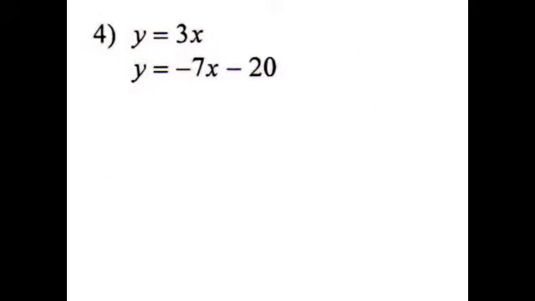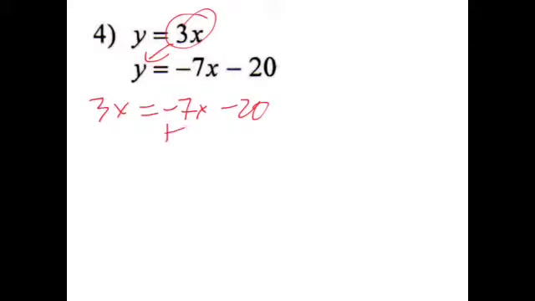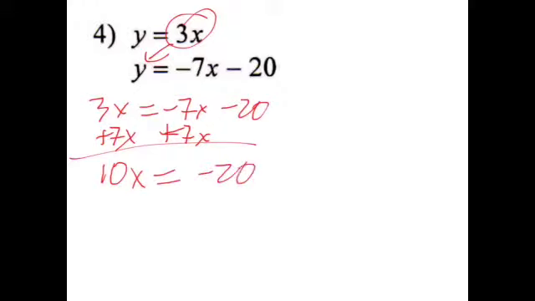Moving on to 4, this one again is set up perfect, like y equals something. That just tells you to substitute. So I'm going to take that 3x, put it in for the y of my other equation, make sure you substitute in the other one. So now we're at 3x equals negative 7x minus 20. If you add 7x to both sides, you'll get 10x. And on the right side, we just have that negative 20 now. Divide both sides by 10. And you'll have x equaling negative 2.